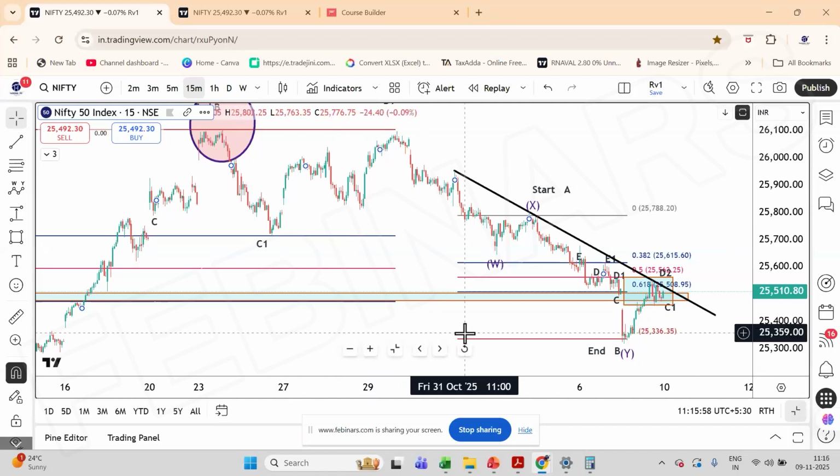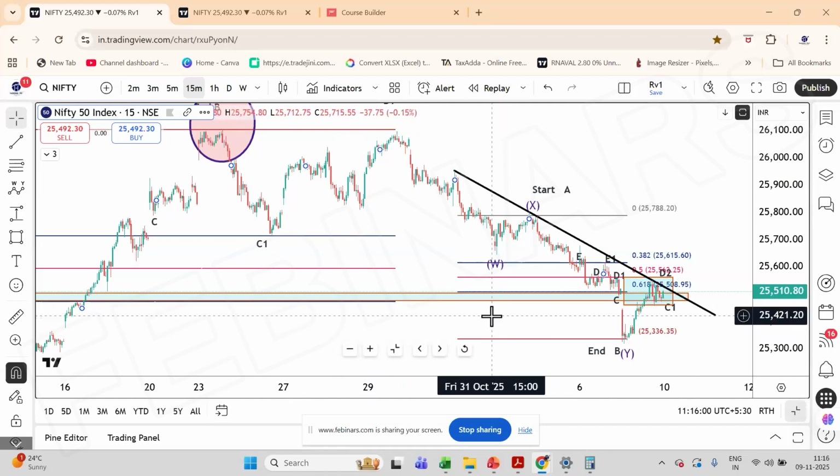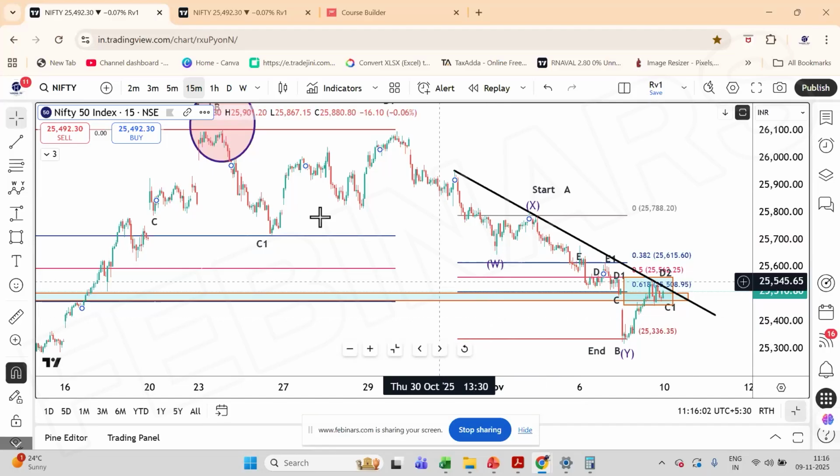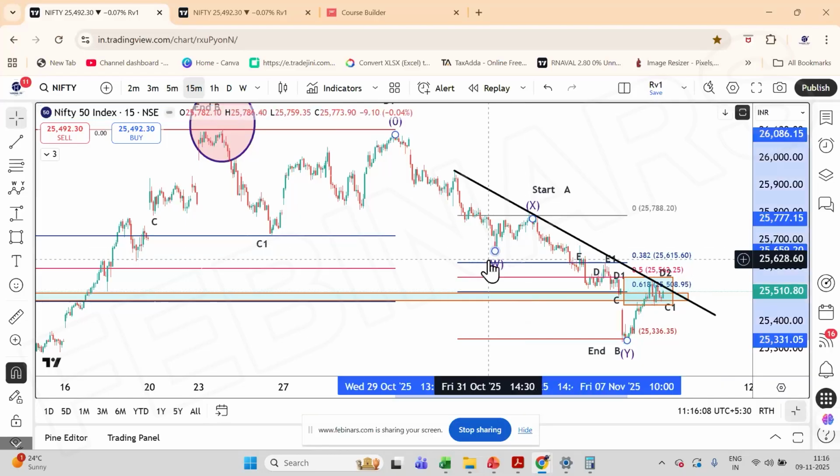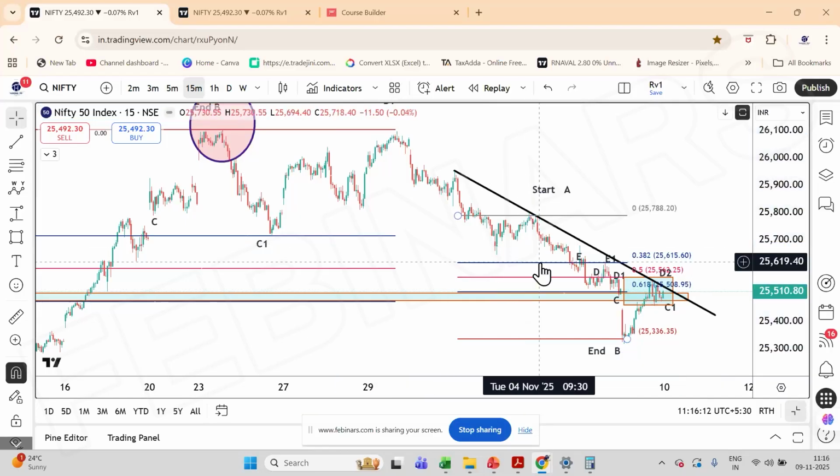So still the trend is not yet reversed. I would wait for the trend reversal to act upon. So these are the zones, what and how we can understand the Fibonacci with the grids in a simple manner.